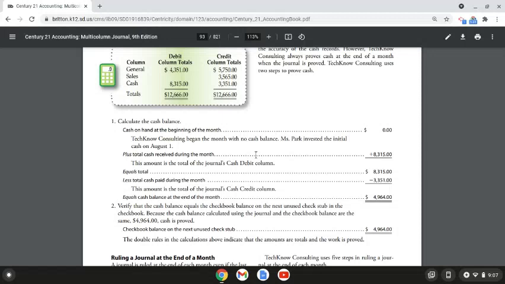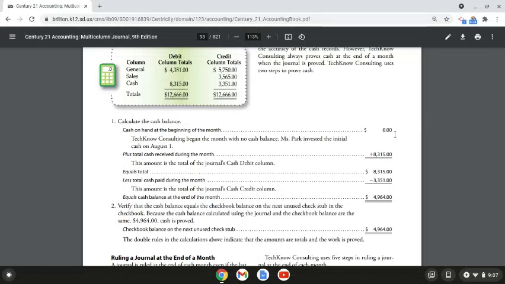It says that the cash on hand at the beginning of the month is $0, and Techno Consulting began the month with no cash balance. Then Ms. Park invested in the initial cash on August 1st. So the first thing that we're going to do is add in the total cash received during the month, and this will give us the total. The cash received during the month means that it's our cash debit.